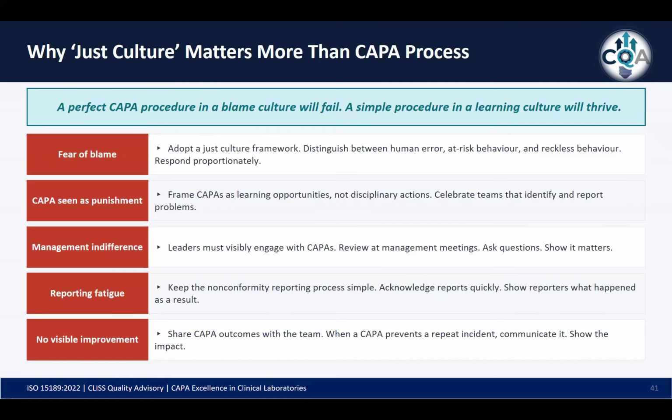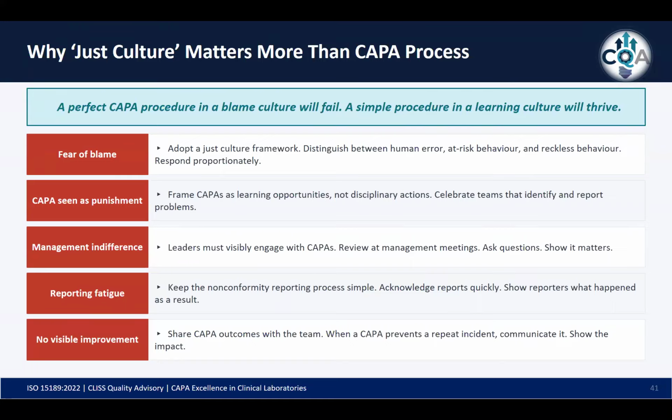You need to frame CAPAs as learning opportunities, not disciplinary actions, and maybe introduce in your team, celebrating teams that identify and report problems. Incentivize. If I'm identifying a problem, make it be known that we'll celebrate during your usual QA meetings. For instance, you identify teams that are doing well and you celebrate them.